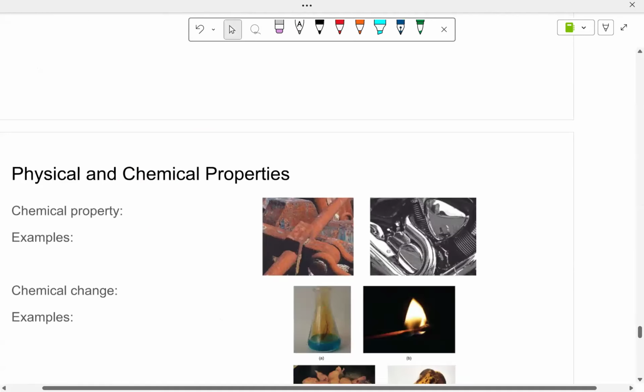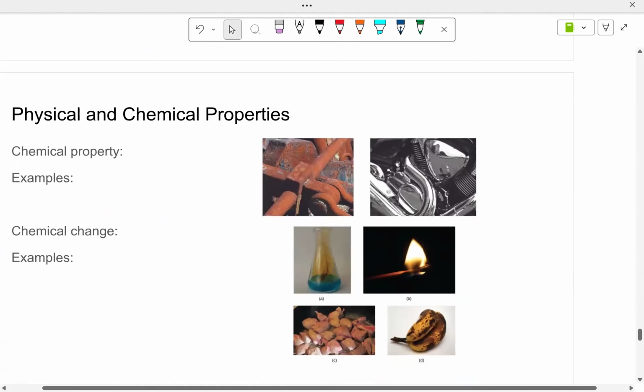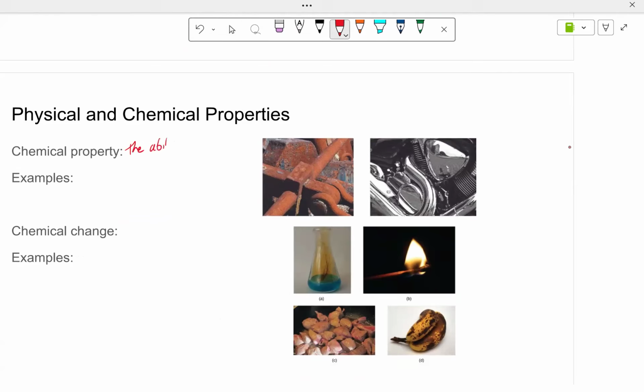Now, on the flip side of that, let's talk a little bit about chemical properties. Chemical properties can be defined as the ability or inability to change from one type of matter to another. The simplest way to describe a chemical property is it involves the chemical reactivity of a particular substance.